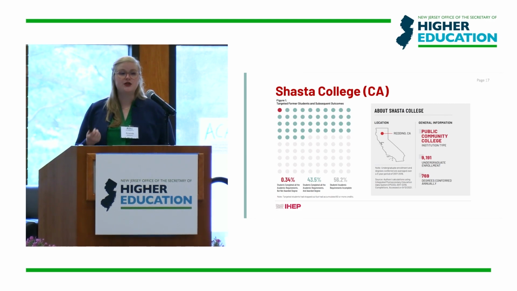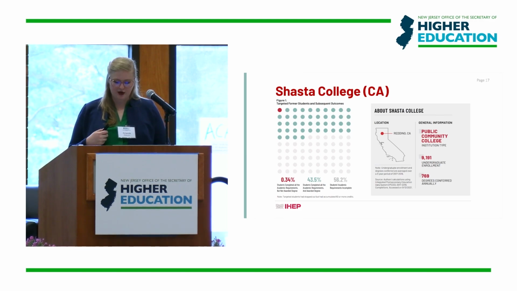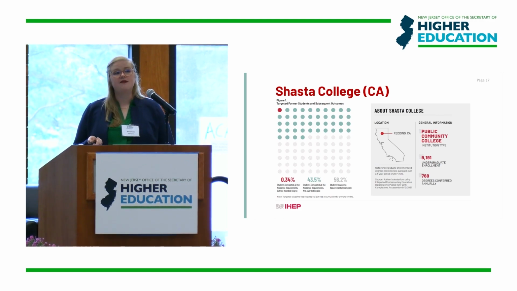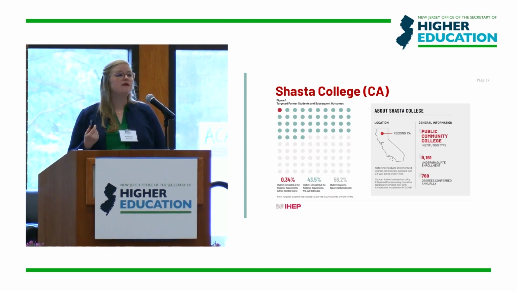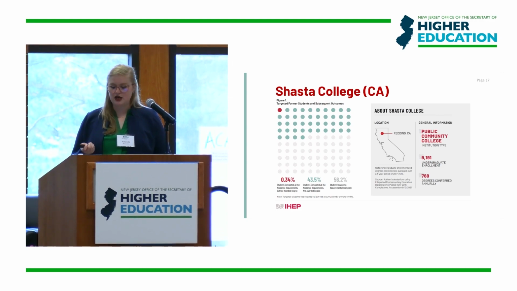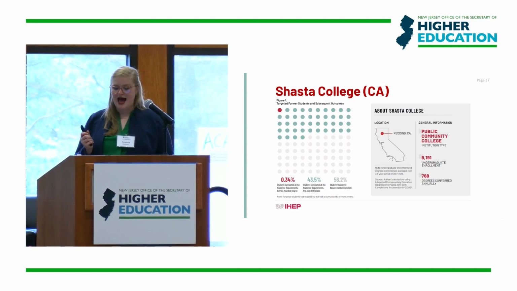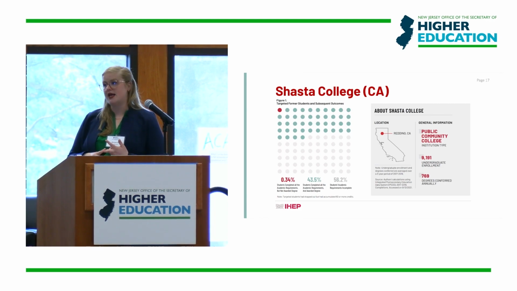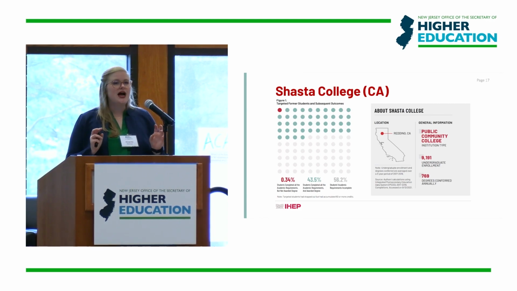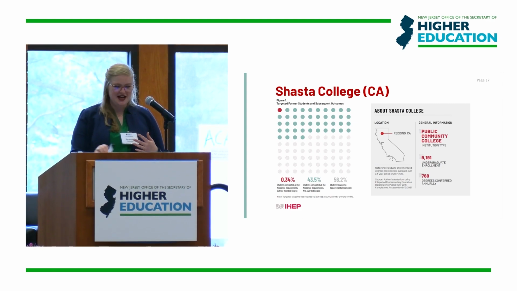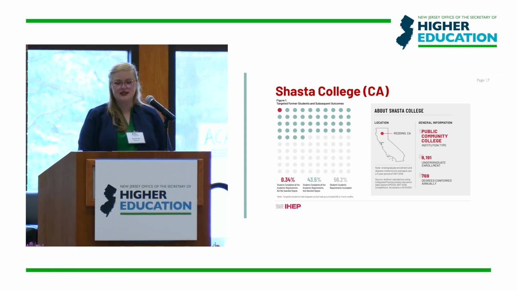Shasta College is in Northern California. It's a smaller college, and they decided to identify students who had stopped out between fall of 2013 and spring of 2018, had at least 45 credits and a GPA of at least 2.0. The IT department pulled 4,500 students who met those criteria, so lots and lots of students.